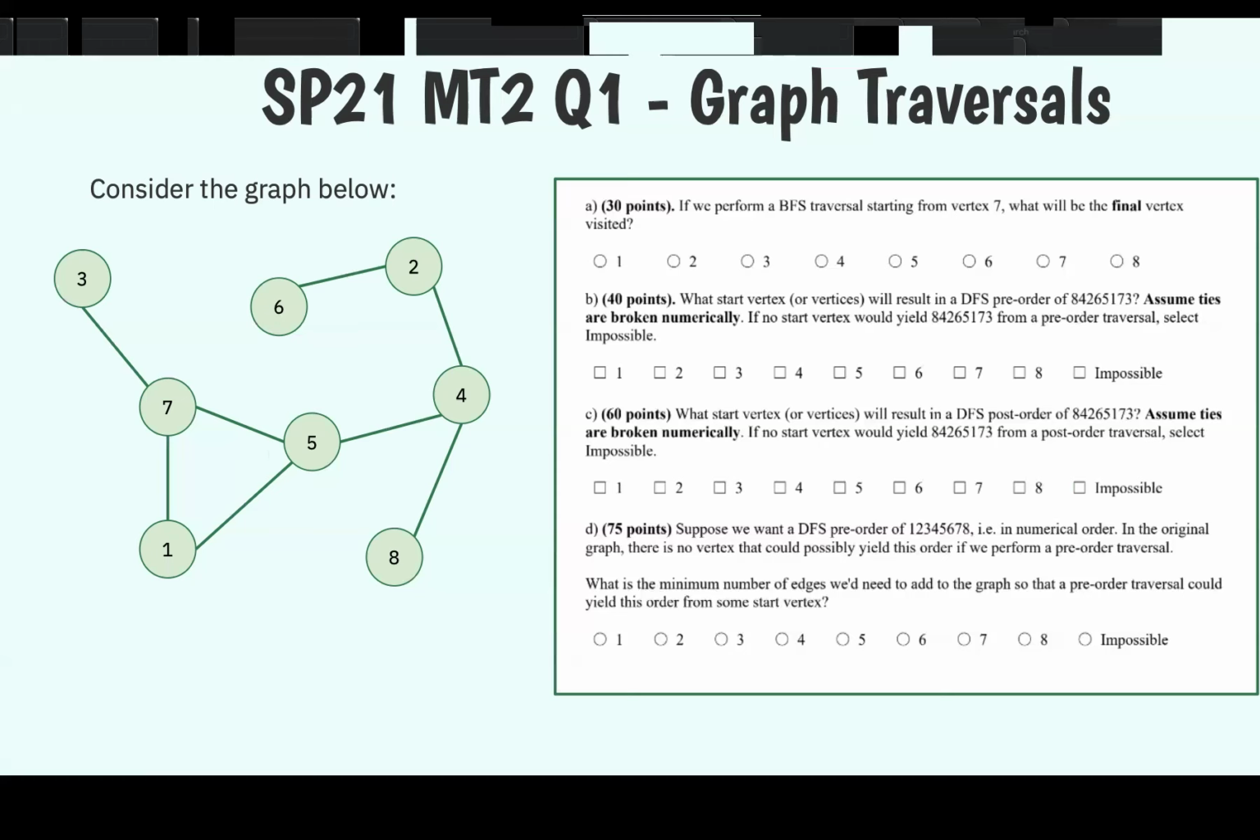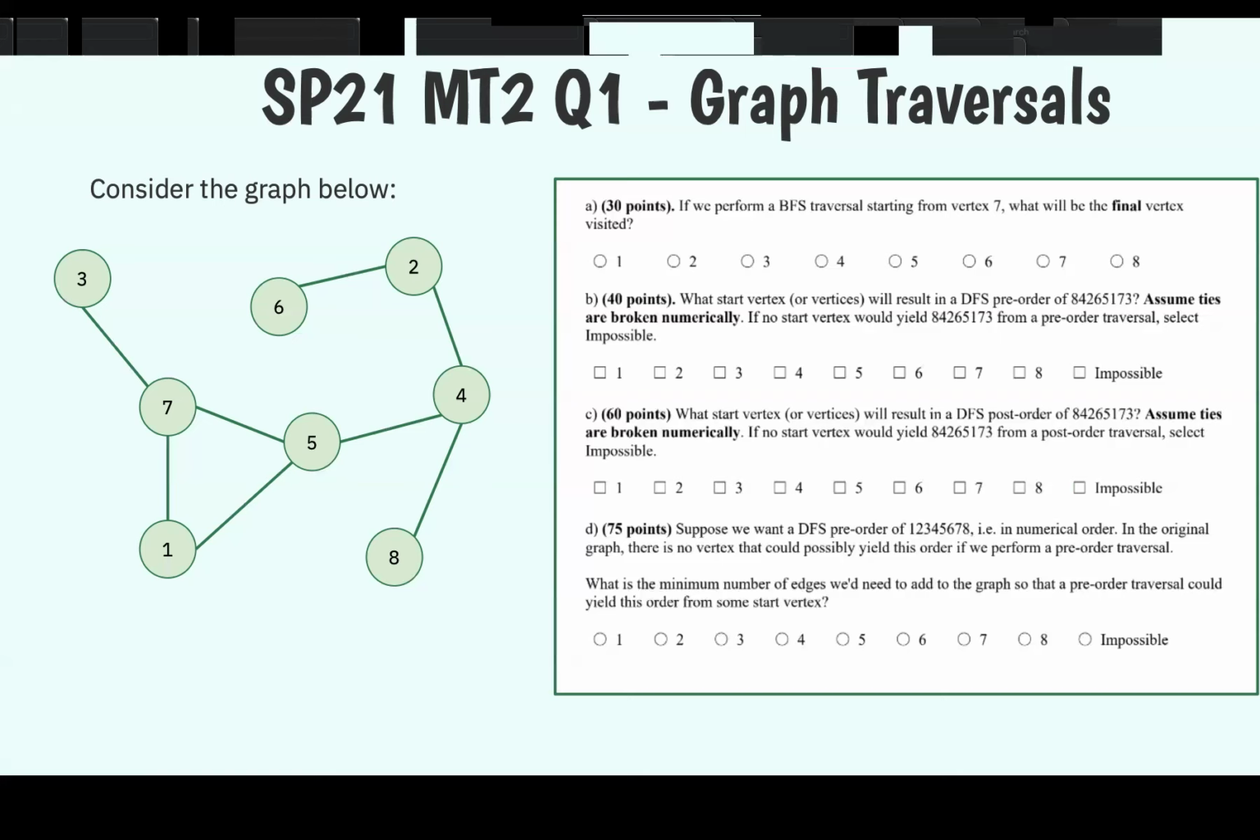Okay, what about B? So we want the DFS pre-order of 84265173, and we assume that ties are broken numerically. Does anyone want to tell me what they got or not? So DFS pre-order is just the order of DFS calls that we do, okay? So if you're given a question like this, you could just honestly run DFS on every node that they give you. But because we're doing DFS pre-order, you could just think of it as the order that we're trying to call.